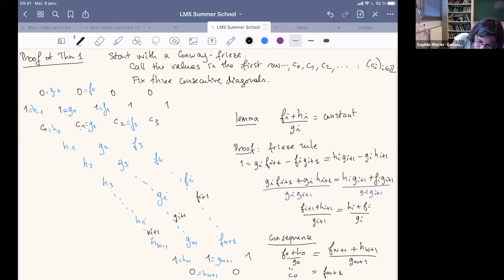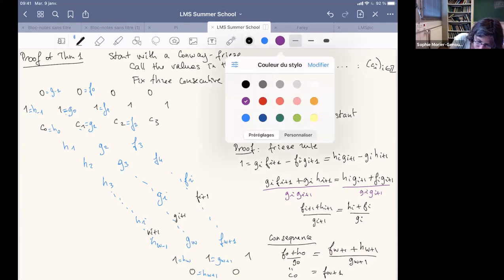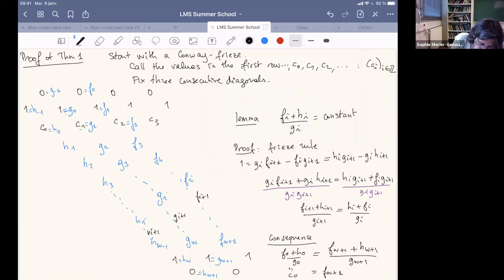So what did I obtain? I obtained that the value that is here, sorry, change the color, the value here in red, is the same as this one. And this is the first step for the glide symmetry.